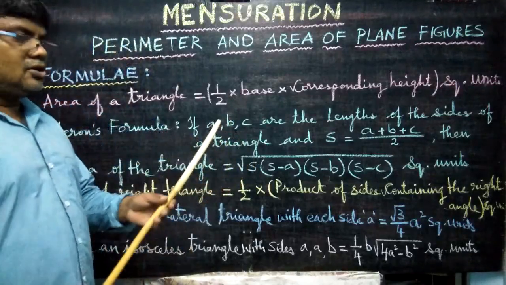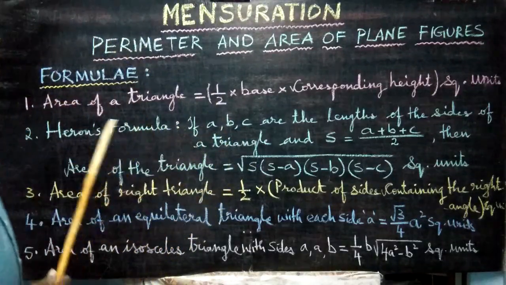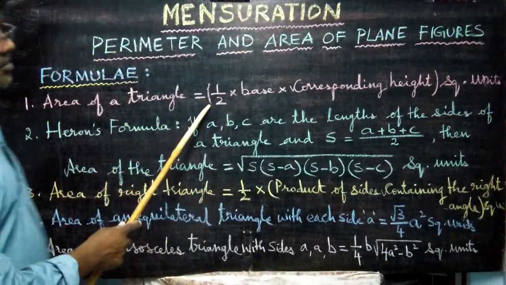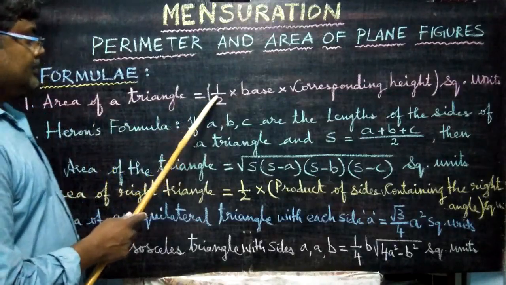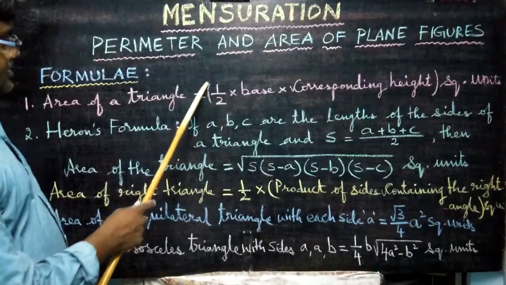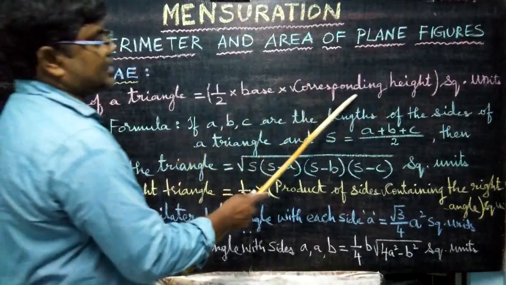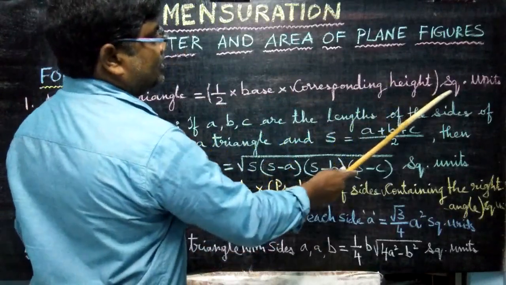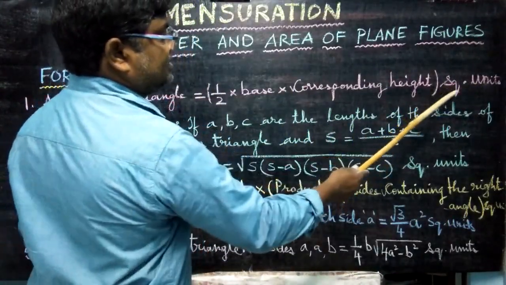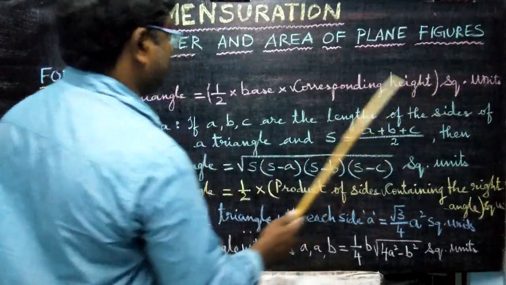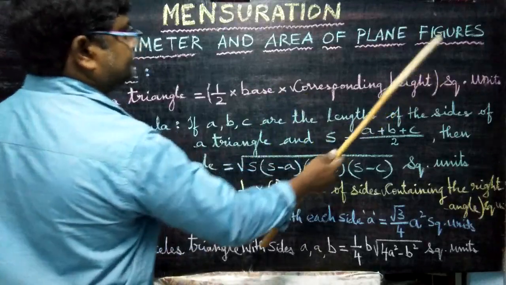Now these are also formulae you know already. Once again recalling. Area of a triangle, simply we say half base into height. To be clear, half into base into the corresponding height. When we multiply, the units are square units: if it is centimeters, square centimeters; meters means square meters, because we are multiplying two times, so square will come.